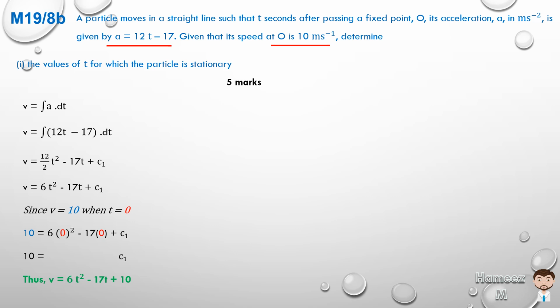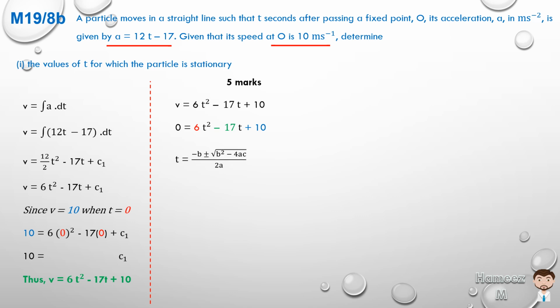And part 1 is asking us to find the values of t for which the particle is stationary. So since v = 6t squared - 17t + 10, when it's stationary, v is equal to 0. So 0 = 6t squared - 17t + 10. And this is a typical quadratic, so we can either factorize or use the quadratic formula. So let's use the quadratic formula here. So t is equal to minus b plus or minus the square root of b squared minus 4ac all over 2a, the normal quadratic formula.